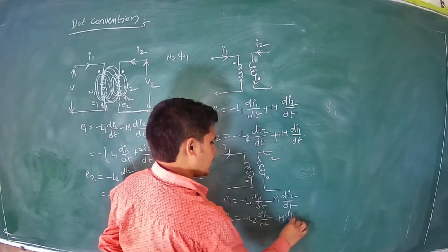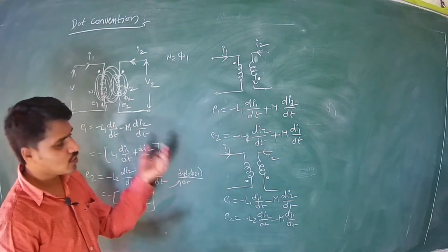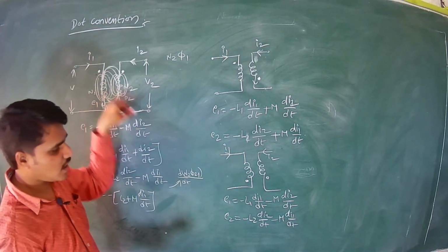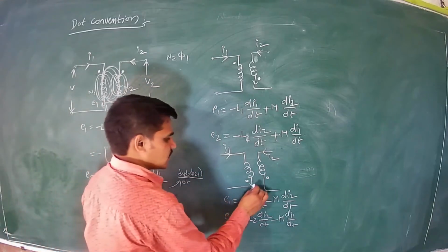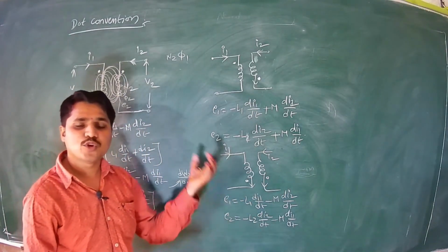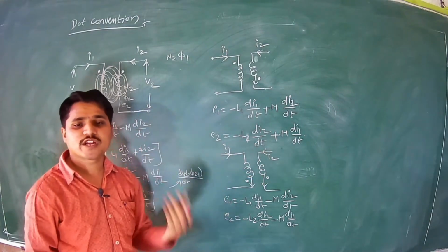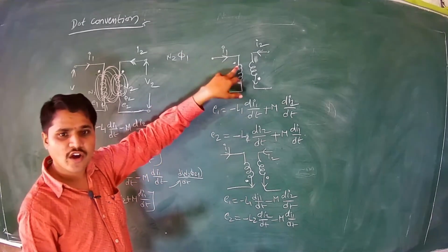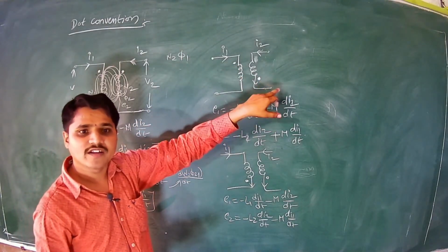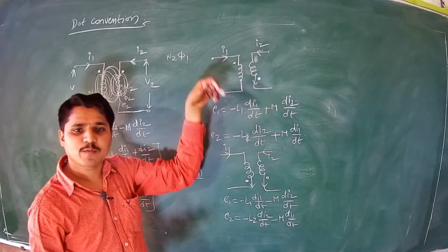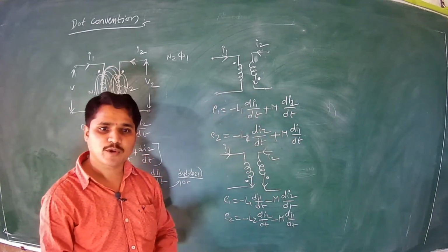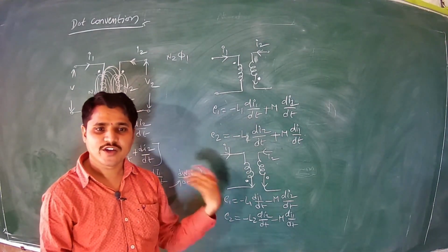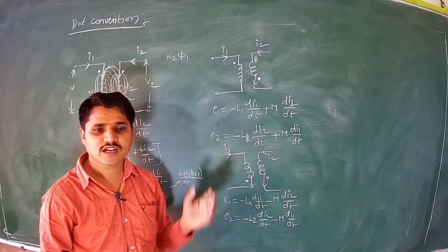According to the dot convention, if the current is entering the dot in both coils, or leaving the dot in both coils, then the mutual induced EMF polarity follows the self-induced EMF polarity. If current is entering the dot in one coil and leaving the dot in the other coil, then the mutual induced EMF polarity is opposite to the self-induced EMF polarity. So this is the dot convention method, and how to find out the polarity of the induced EMF by using it.